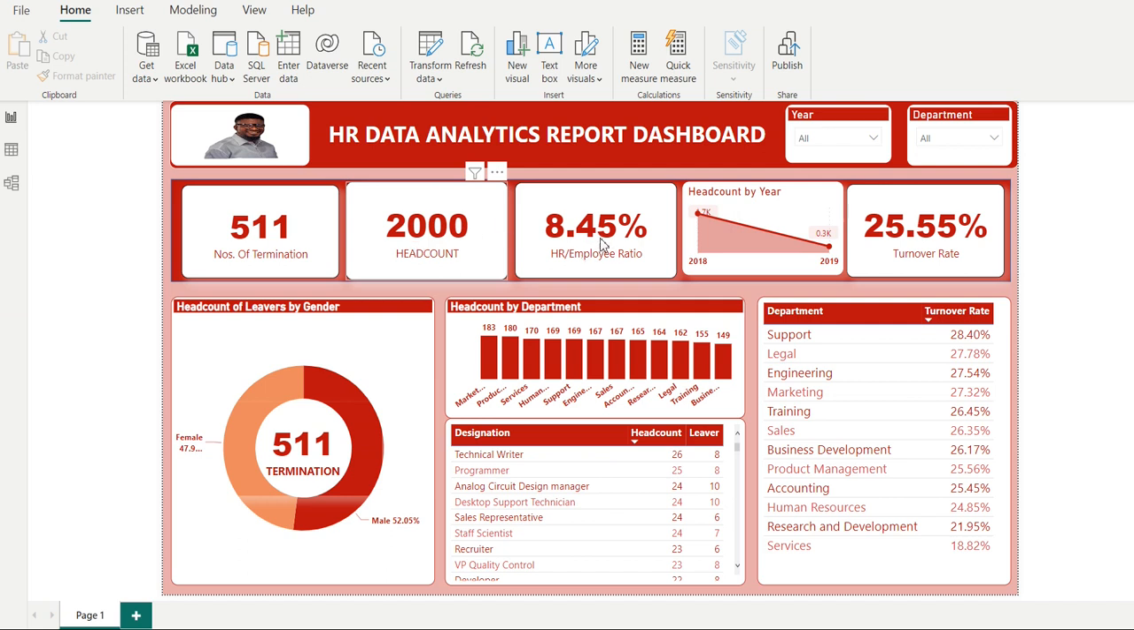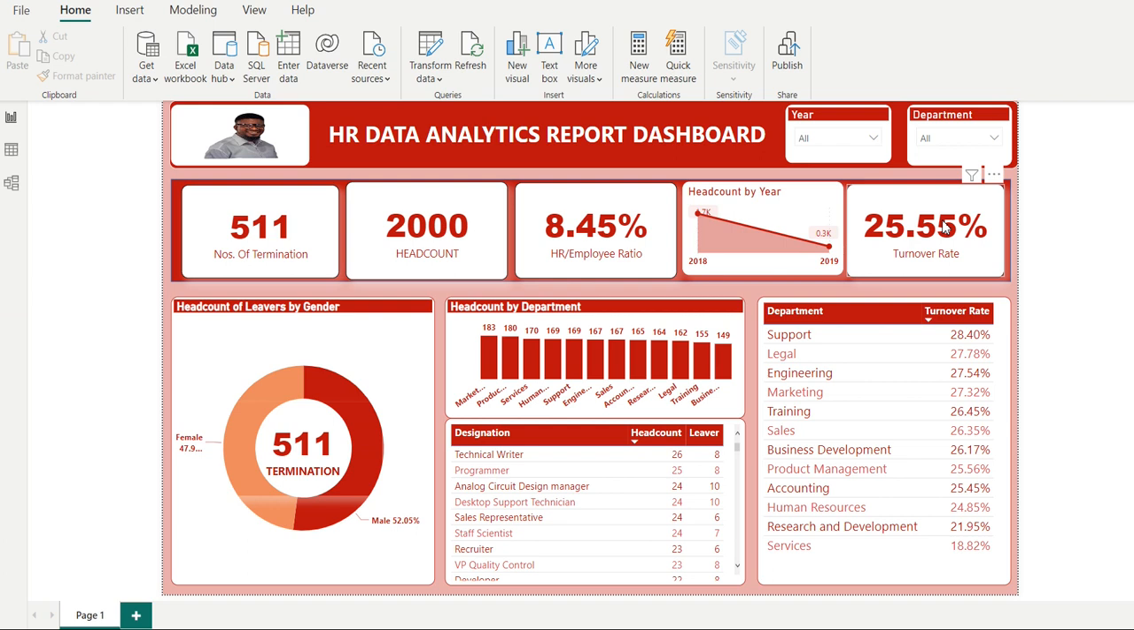This is another HR metric, which we call the HR to employee ratio. If you look at the visual I have here, this is an area chart showing the headcount per year. You can see in 2018, we have 1,717 staff, and in 2019, the number reduced to 283. So a lot of people left the company. Like I said, 511 people left. So if you look at the turnover rate, it's very high, 25.55.